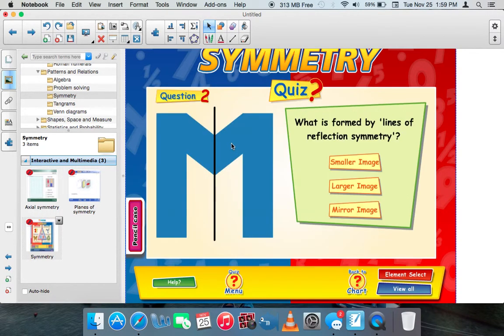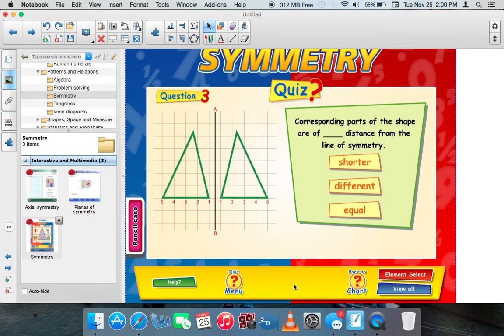Number 2. What is formed by lines of reflection symmetry? Does this make it a smaller image, a larger image, or a mirror image? It is mirror image, correct. Let's go to the next one.